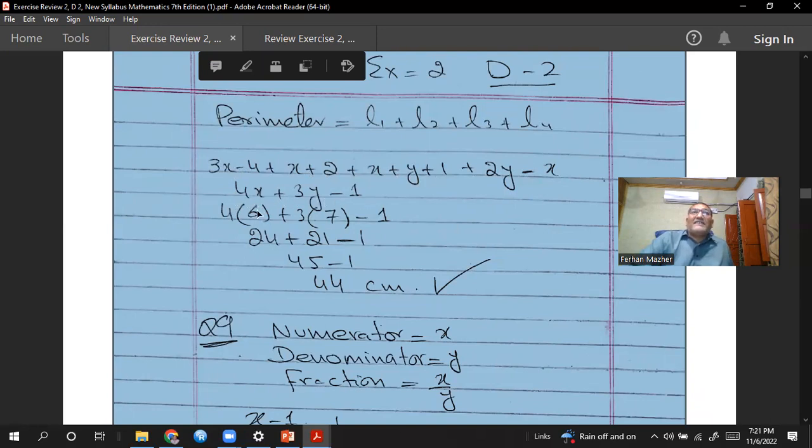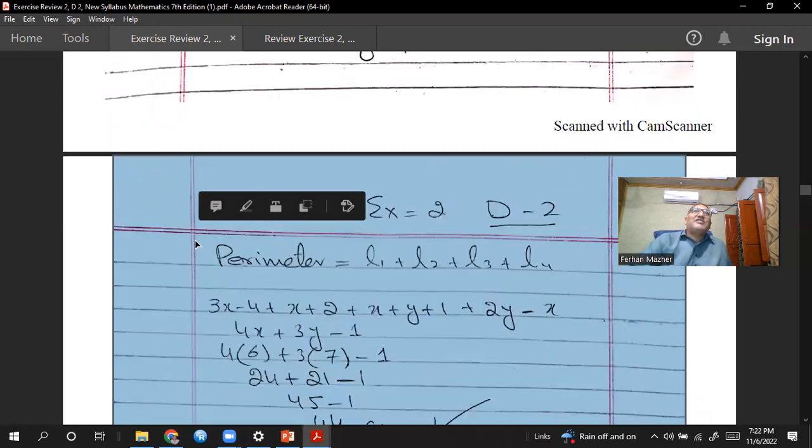In place of x, I will put 6. In place of y, I will substitute 7. So you will have 4 into 6 plus 3 into 7 minus 1, 24 plus 21 minus 1, and that will be 45 minus 1, and that will be 44. So the perimeter of this parallelogram will be 44 centimeter.